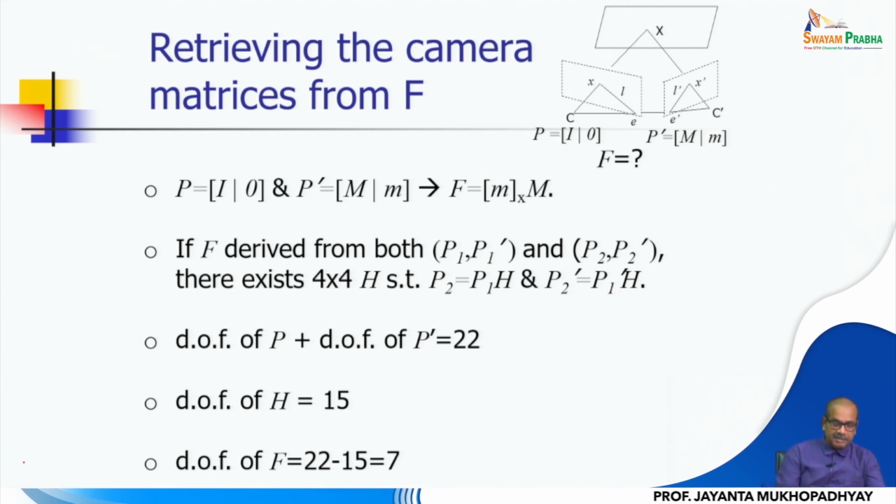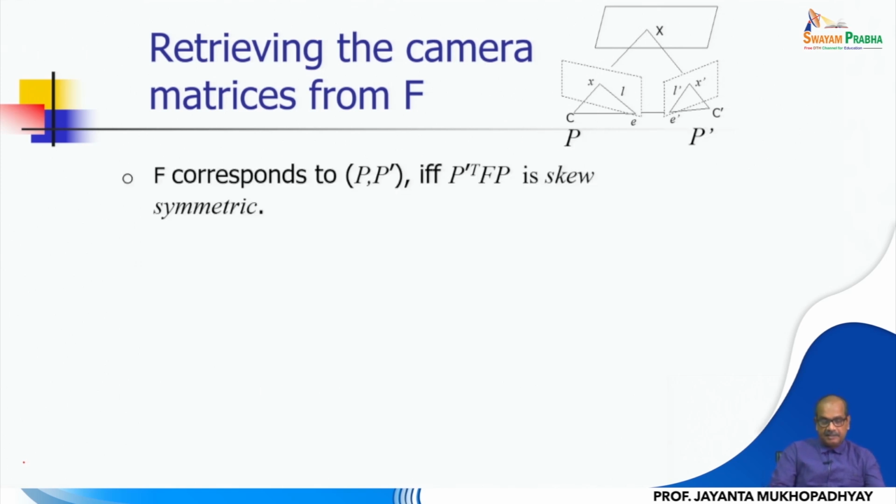But let us continue these discussions of retrieving the matrices. The other property is that this fundamental matrix corresponds to a pair of camera matrices P and P prime if and only if P prime transpose F P is a skew symmetric matrix. Skew symmetric matrix we have already defined. A skew symmetric matrix is defined in this way. First you note the dimension. Dimension would be 3 cross 3. So for a 3 cross 3 skew symmetric matrix, these diagonal elements would be 0, which means you have 0, 0, 0.